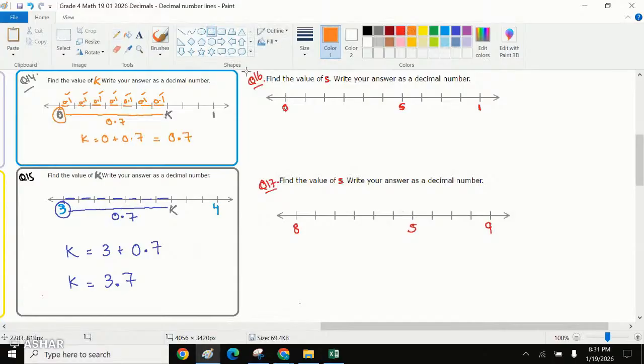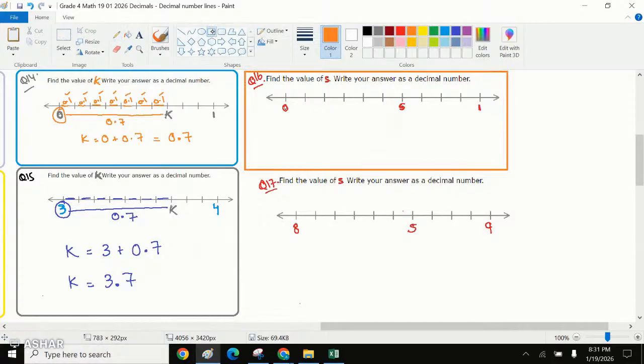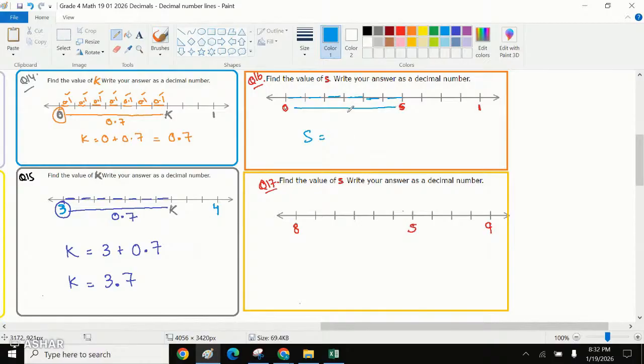So can I have the answer for question number 16 and question 17? Yes, thank you. Okay, let me count also. 1 gap, 2, 3, 4, 5, 6. Yes, thank you, Semi. Perfect. The answer for S comes out to be, this gap is 0.6. That means 0 plus 0.6. That is simply 0.6. Very good.